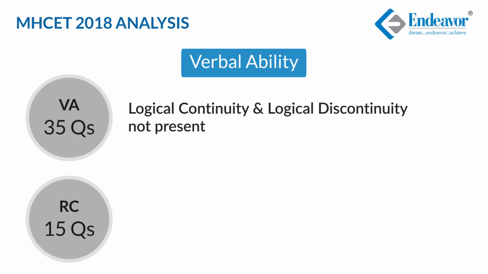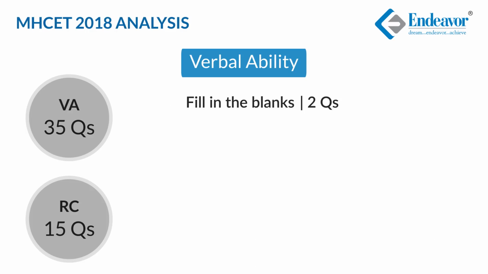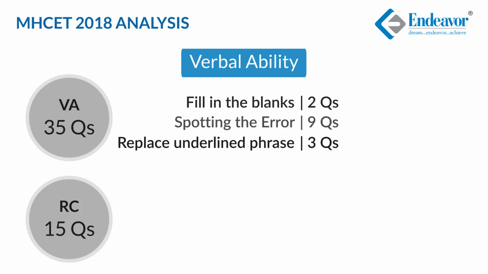There were the usual types of questions like find the synonym and antonym, which had 2 questions, conjunction replacement, which is again 2 questions, and idiom and word usage, which had 2 and 3 questions respectively. There were also fill in the blanks of 2 questions, and by far the biggest change in this section was that grammar was given substantial importance, with 9 questions coming from spotting the error and 3 questions coming from the underlined phrase replacement type. Also, there were 5 questions from find the correct sentences.